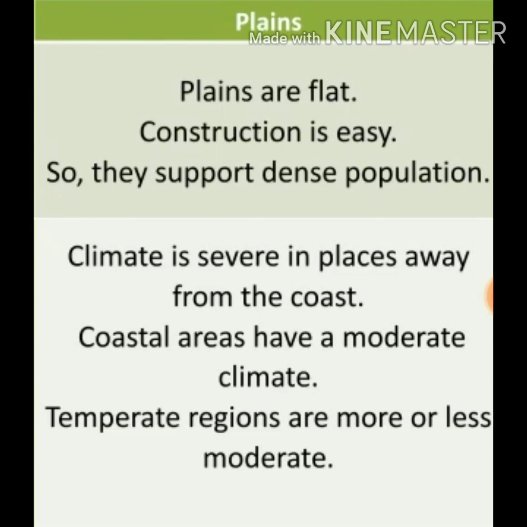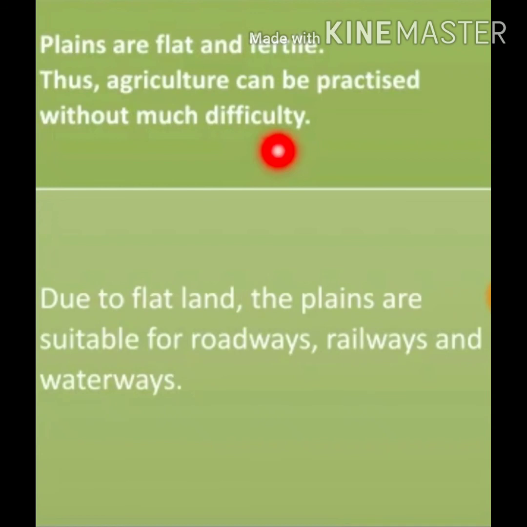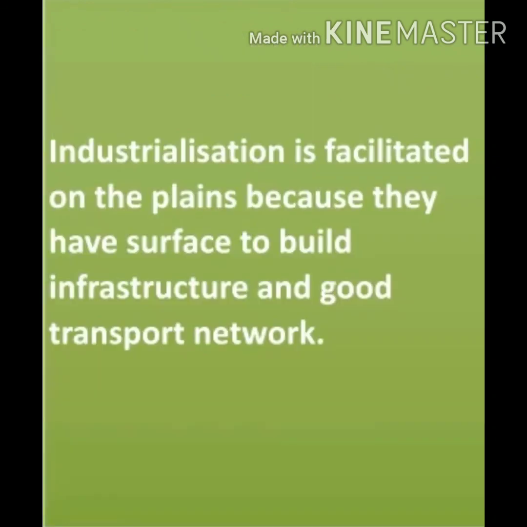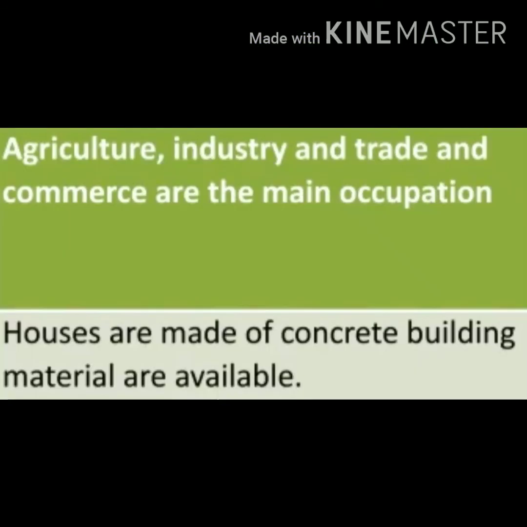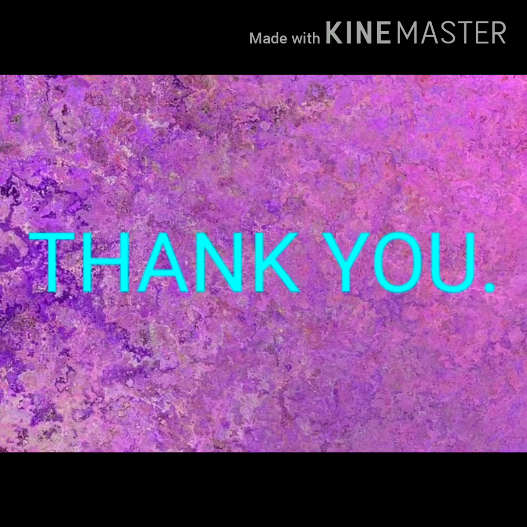Due to plain areas, agriculture is done in abundance. Even roadways, railways, airways, and inland waterways are easily built. Due to the transport network and large buildings, plains are suitable for industries also. So we can say that agriculture, industry, trade and commerce are the main occupations of the plain areas. If we talk about house building, the houses are made of concrete material, and that is very easily available in the plains.